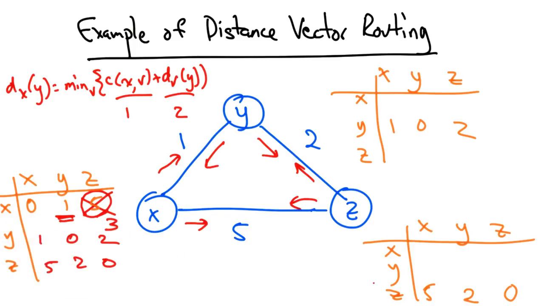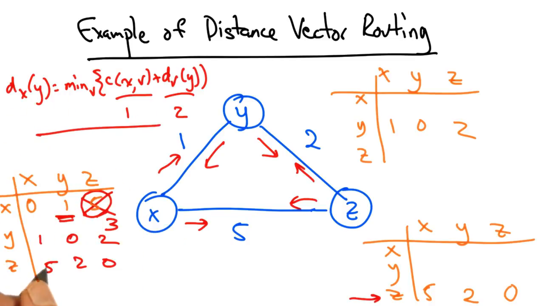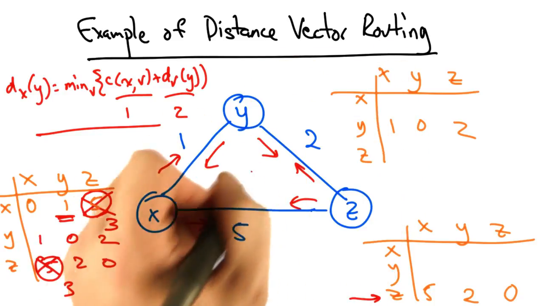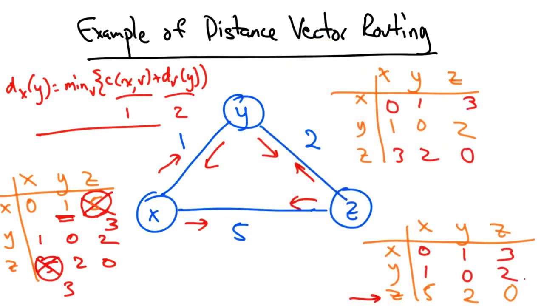Similarly, x will receive a distance vector from z, 5 2 0, but of course when it uses the Bellman-Ford equation to update its distances, again the distance between z and x will be updated from 5 to 3. We can repeat this exercise at other nodes as they receive distance vectors from other nodes in the topology, and quickly every node in the network has a complete routing table.